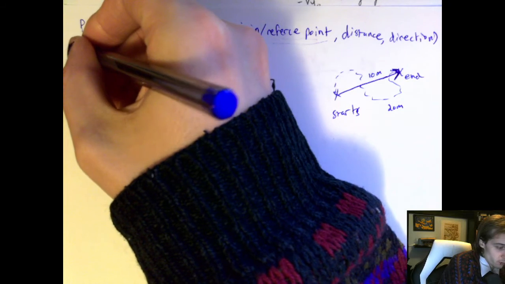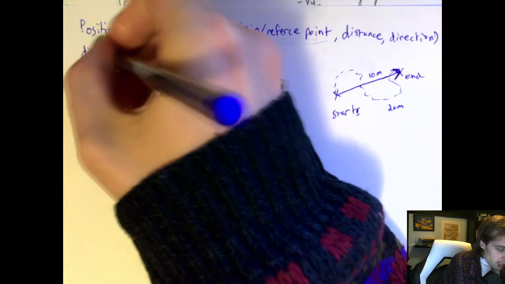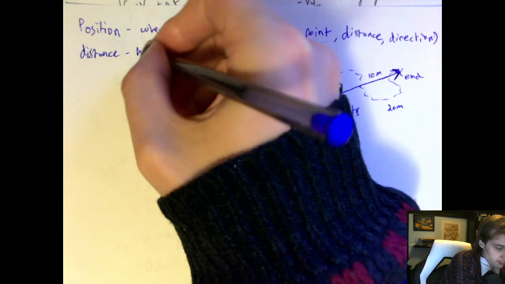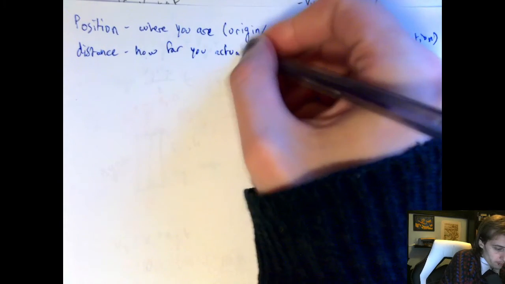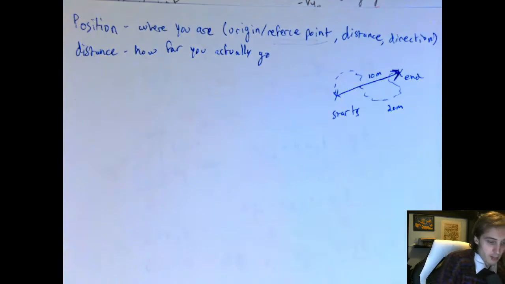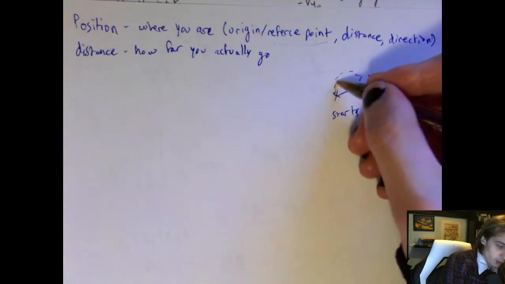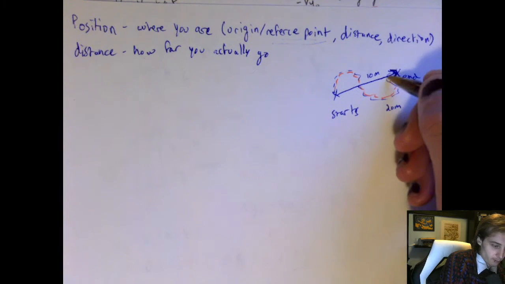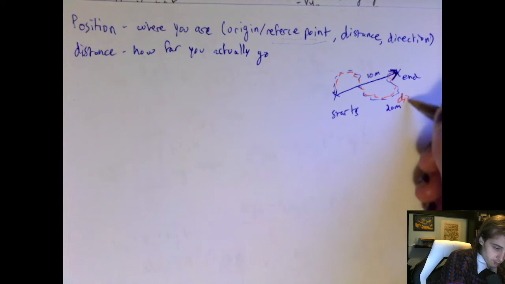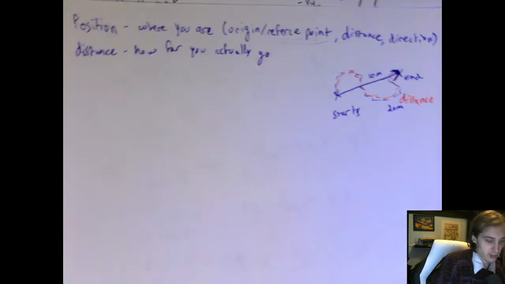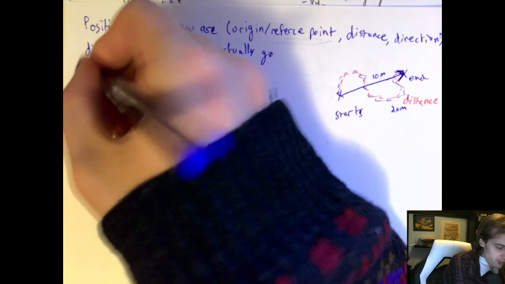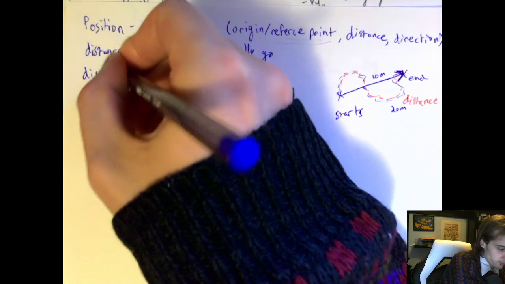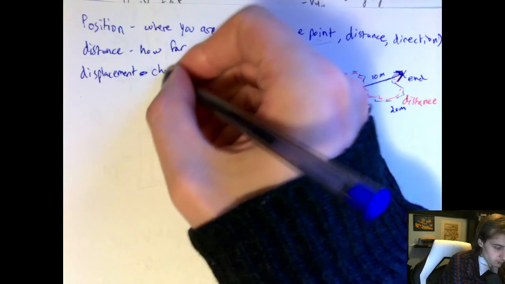So first up, we've got distance. Distance is how far you actually go. In the picture, the red dotted line would be your distance if you're actually tracing it out. What your displacement is, there are so many different ways to think of this, is the change in your position.